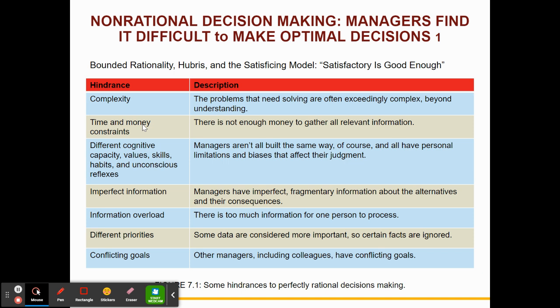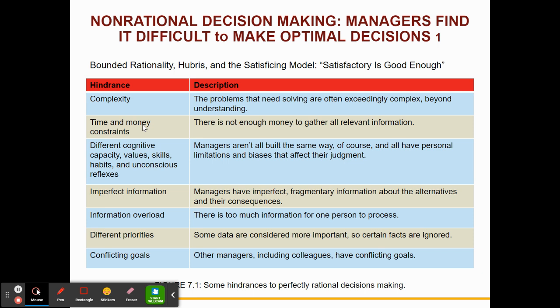We have time and money constraints. There's not enough time and there's not enough money to gather all of the information needed. We have different cognitive capacities, values, skills, habits, and unconscious reflexes. So managers are not all built the same way, of course, and we have personal limitations and biases that affect their judgment. Then we have imperfect information. So managers have imperfect, fragmentary information about the alternatives and their consequences. Again, in the business world, very difficult to have that perfect set of information. Then we have information overload, too much information for one person to process. And then not only can it be too much to process, but figuring out which information is relevant versus not relevant can become very problematic.